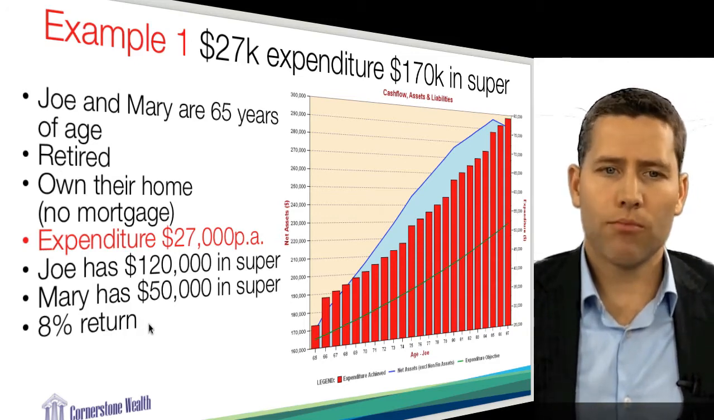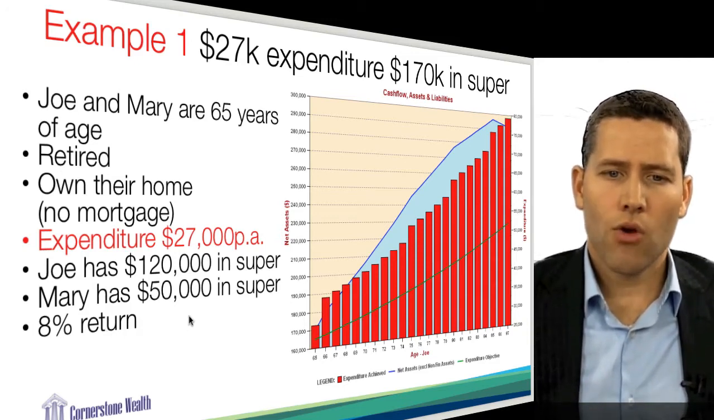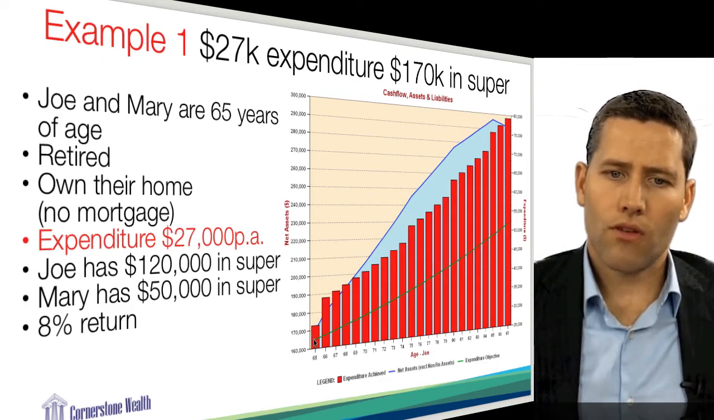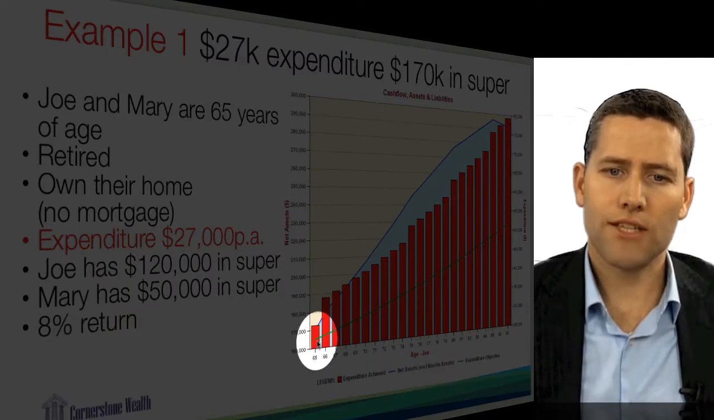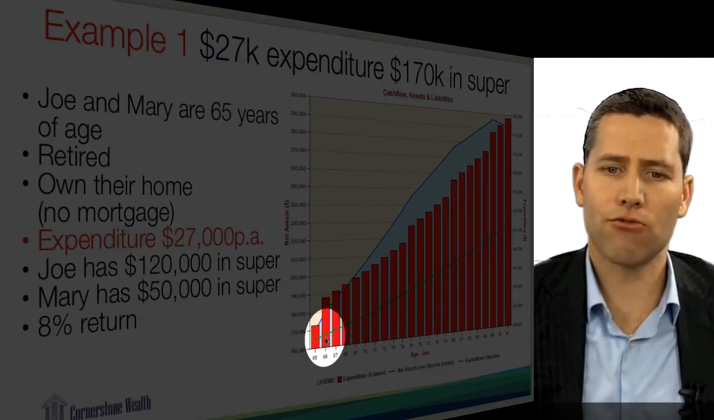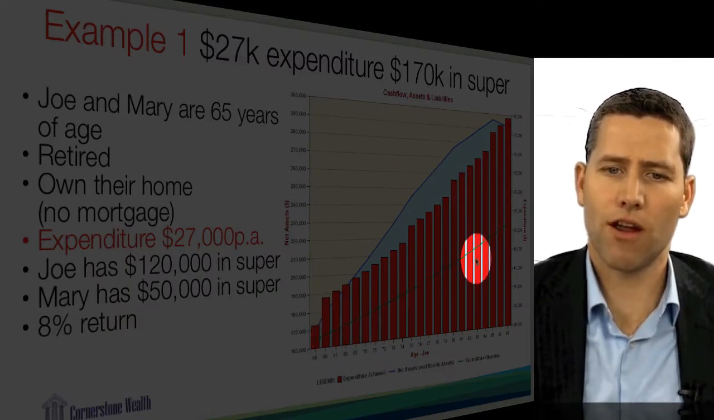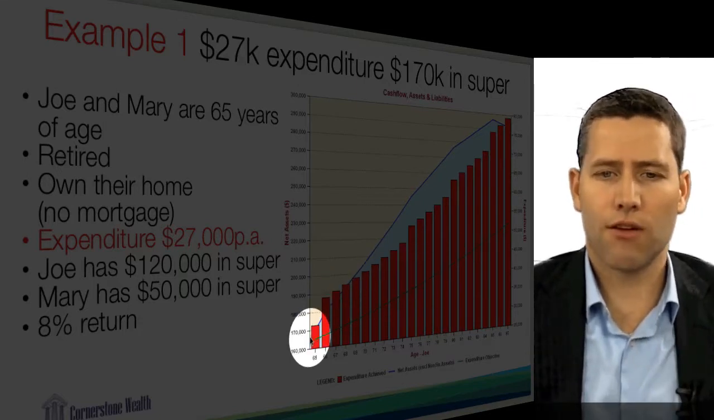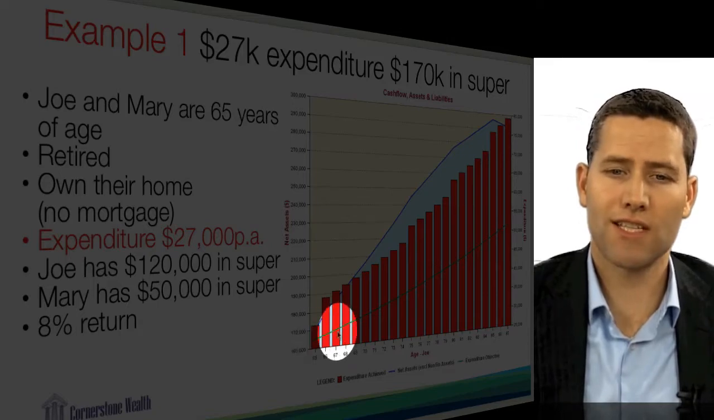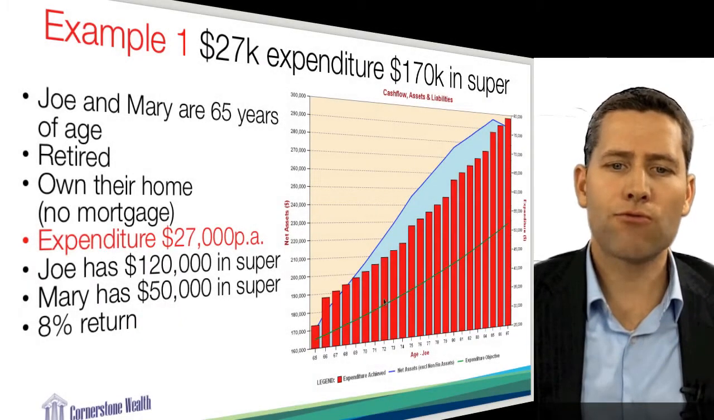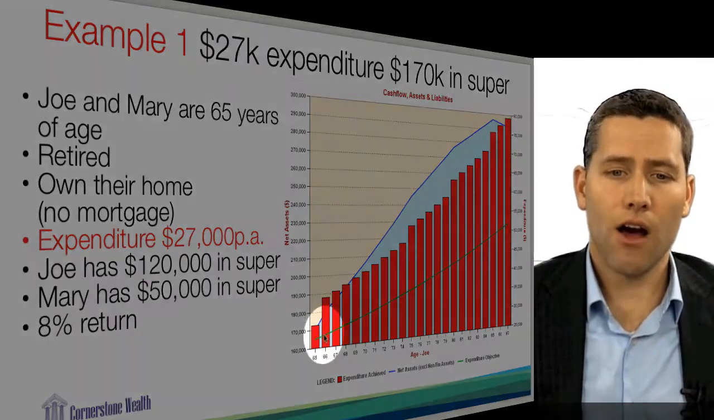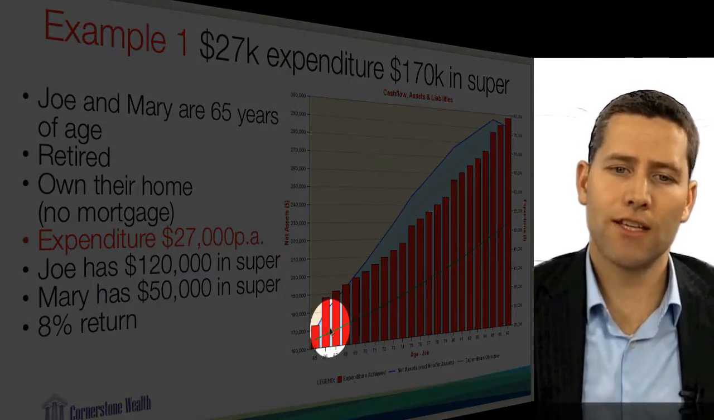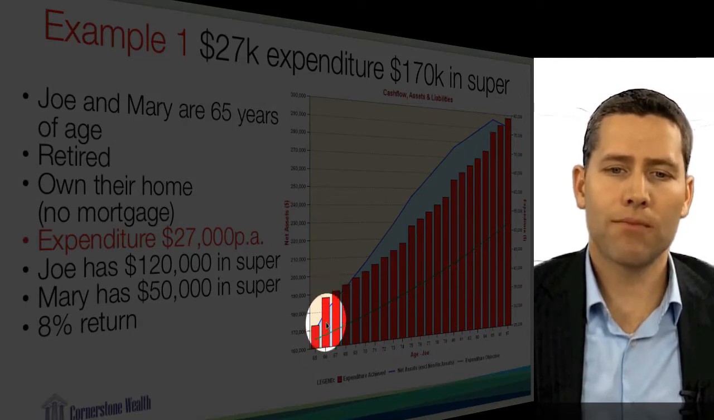And so what's the outcome for Joe and Mary? Well, from age 65, their expenditure requirement is $27,000. That's represented by this green line as it travels up the graph. It's going up because of inflation, and so as the cost of living goes up, that $27,000 is indexed up over time. These red lines are what is actually being spent, and the red lines being higher than the green line shows that they're actually generating more income than they're spending.